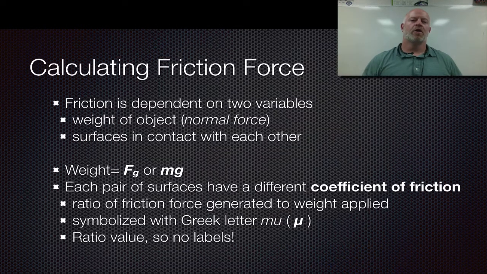Okay, now we can actually calculate friction force. So how much energy does it take to move things back and forth, and actually put some numbers to this thing. Now, friction is dependent on two different variables. We have the weight of our object, and we also have the surface in contact with each other.